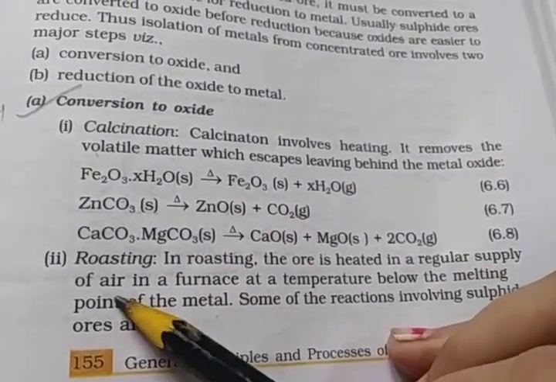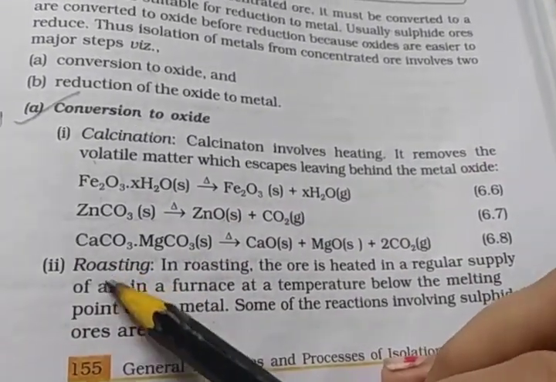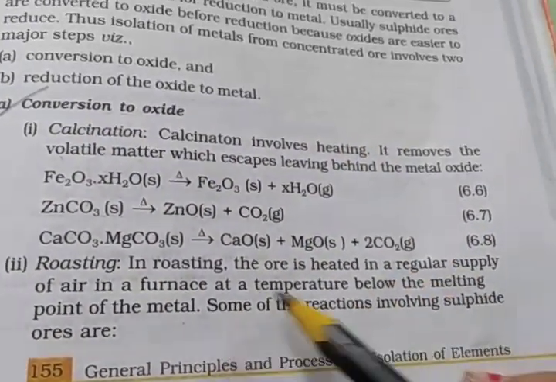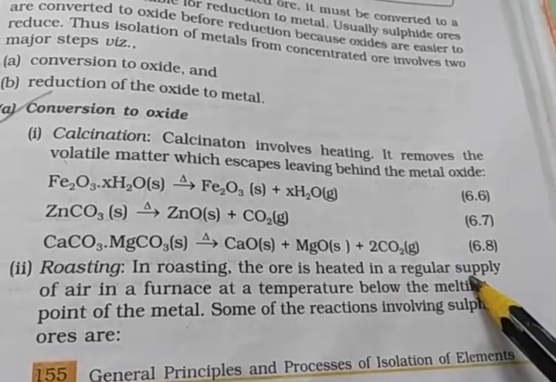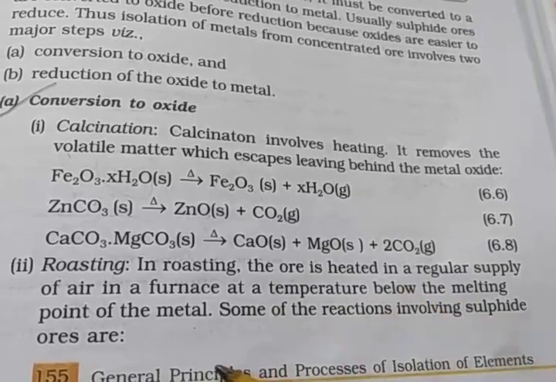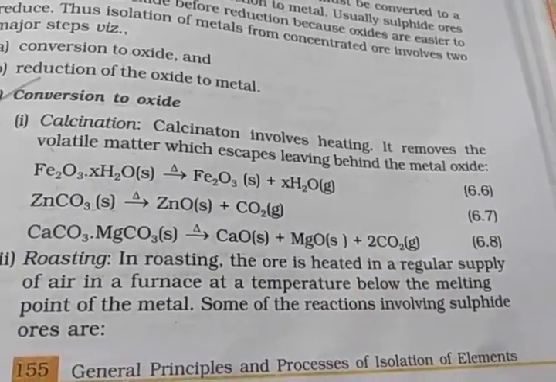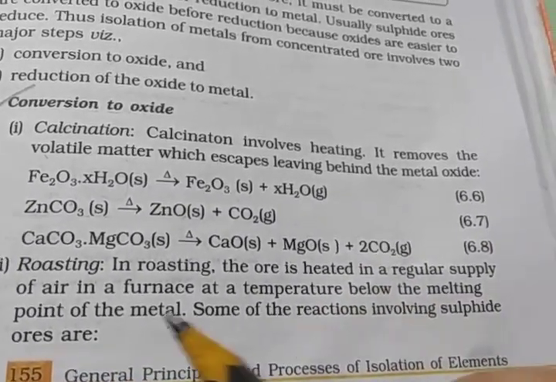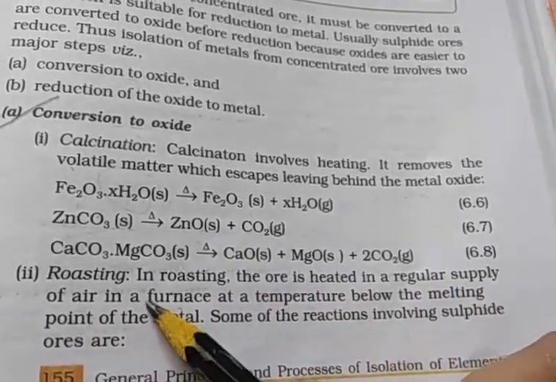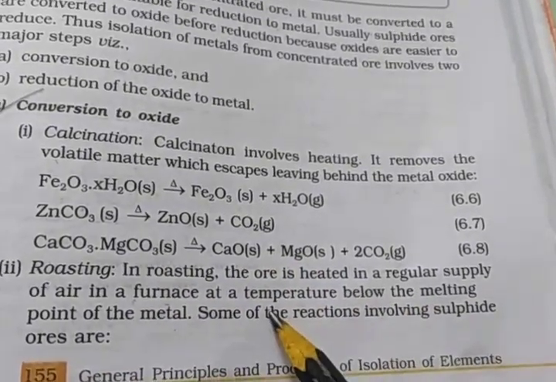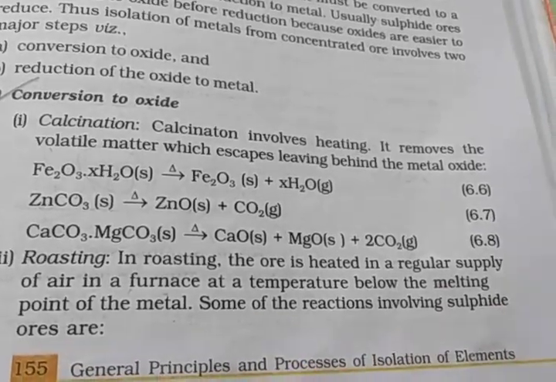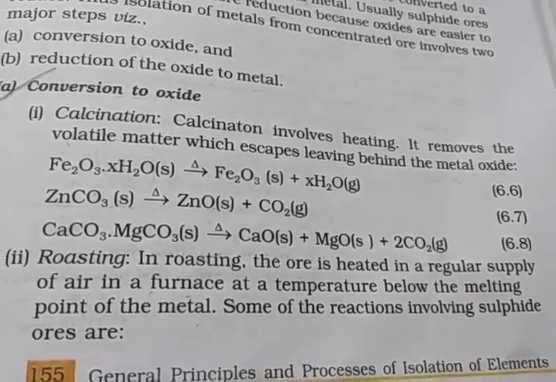The second method is roasting, which is also a method used for conversion to the oxide. In roasting, the ore is heated in a regular supply of air in a furnace at a temperature below the melting point of the metal. So two points we have to learn here: first, a furnace is used, and second, a regular supply of air, and the temperature must be below the melting point of the metal. Some of the reactions we have to see are for sulfide ores.